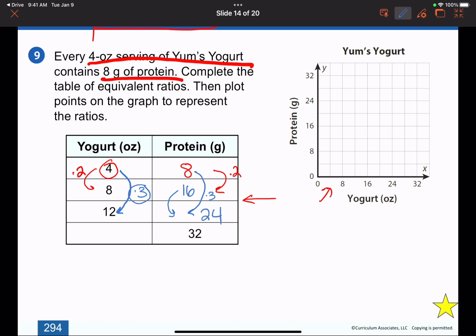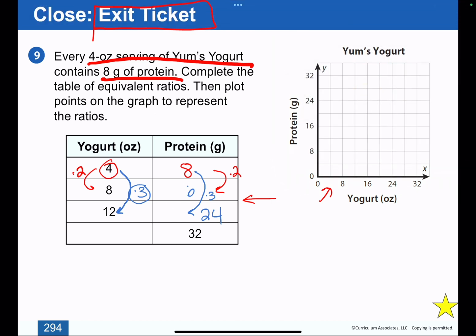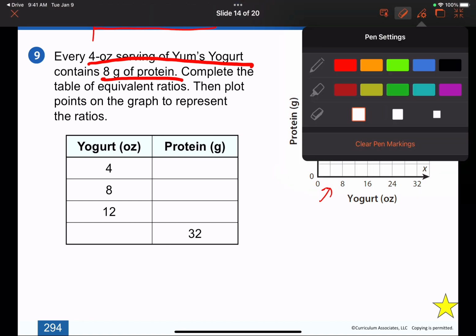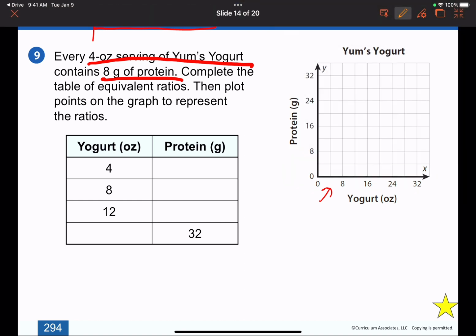Okay, I'm going to clear up some of these markings here. Let me start here and go over that again, to make it a little more clear with my writing. So this was given. Multiplying by 2 to get to here, so this is going to be 16. To get from 4 to 12, that's multiplying by 3. 8 times 3 is 24.